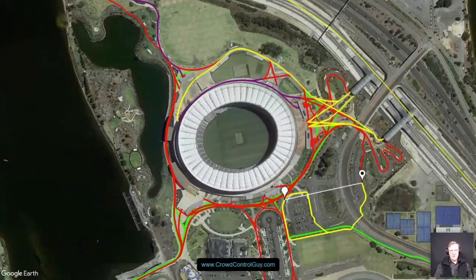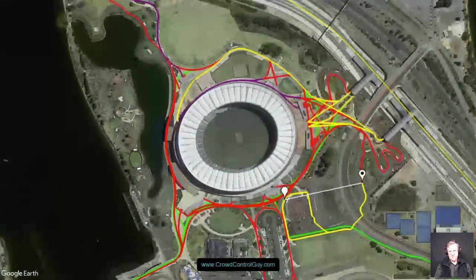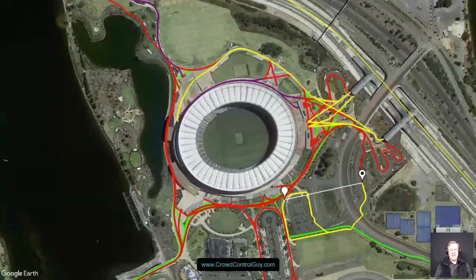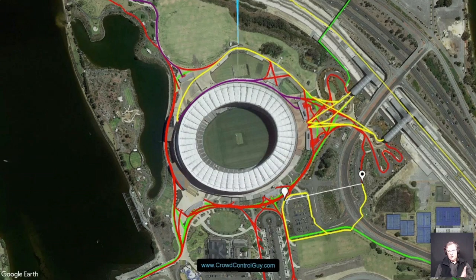Here are the ingress routes, the egress routes. So in is green, red is out, yellow is a path of least resistance or part of the egress, just to make the colors a little easier. Purple are the paths of least resistance. I can switch them on at any time. And if I press this button, people walk over there from the top from Belmont Park and go to the event as well. Tools you can use.